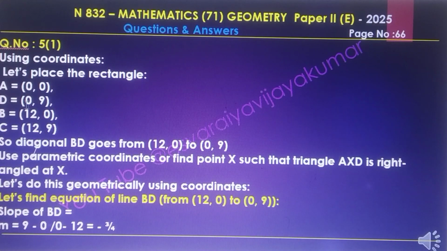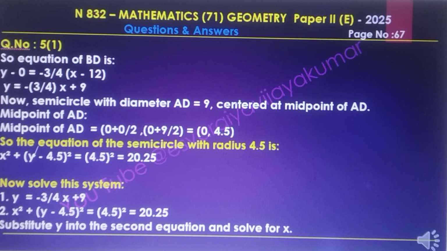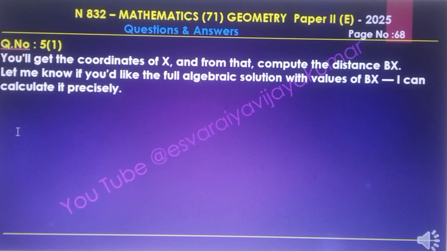And using the coordinates of A, D, B, C, we find the equation of the semicircle with radius 4.5. Based on those calculations, we are getting the midpoint of AD. Solve these systems, substituting y from the second equation to solve for x. You will get the coordinates of X, and from that compute the distance BX. Let me work out the algebraic solutions for the value of BX. I can calculate if necessary.